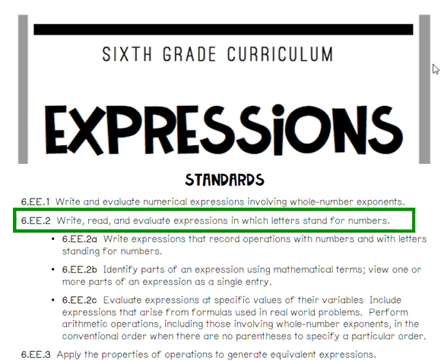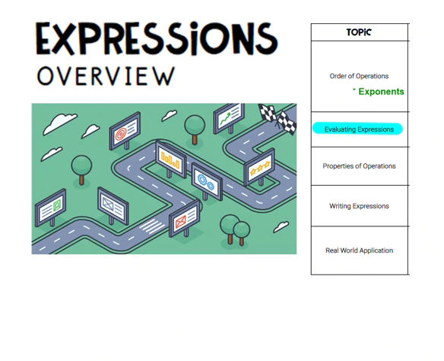Here's the standard that we're going after with this one, okay? If you look right here in the green box, we can write, read, and evaluate expressions in which letters stand for numbers. So we're moving on now from what we've already known, and now we're applying it to a new context where we'll start seeing variables in the mix. What's a variable, you ask? Well, we'll get to that.